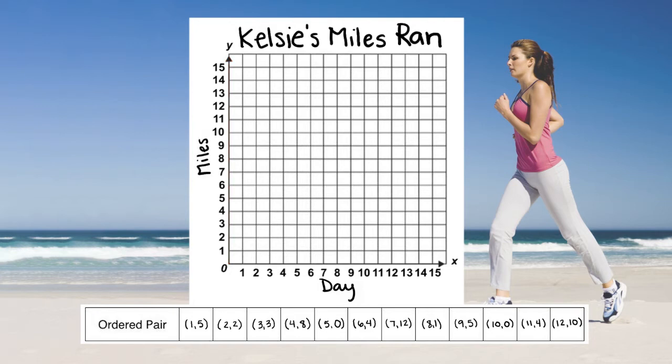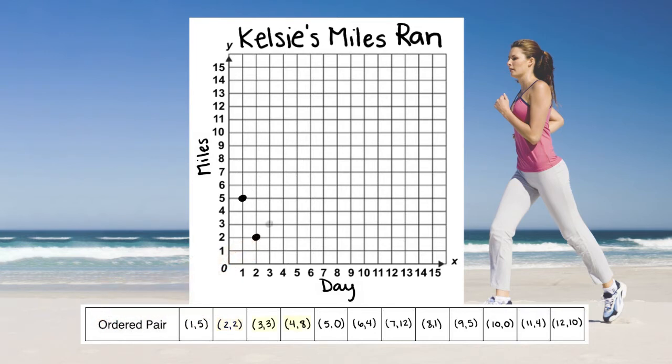Next, plot the points. Start with the first ordered pair, (1, 5). Begin at the point of origin and move over one vertical line along the x-axis. Staying along the first vertical line, move up 5 horizontal lines along the y-axis. This will be the first point. Let's chart the second ordered pair, (2, 2). Begin at the point of origin and move over 2 vertical lines, then go up 2 horizontal lines. This is the second point.